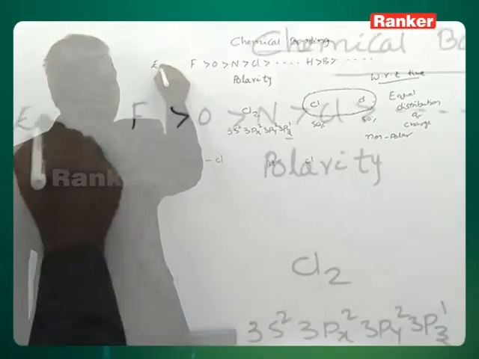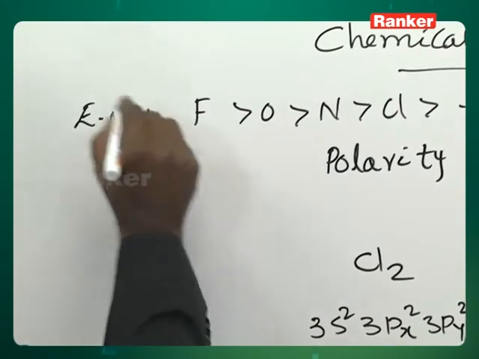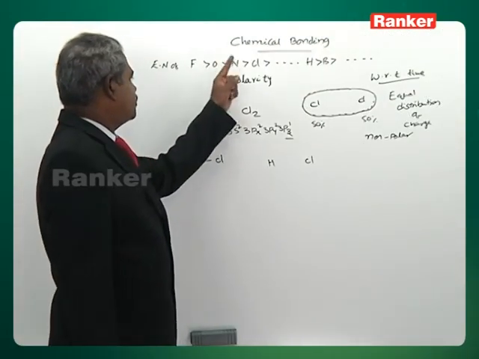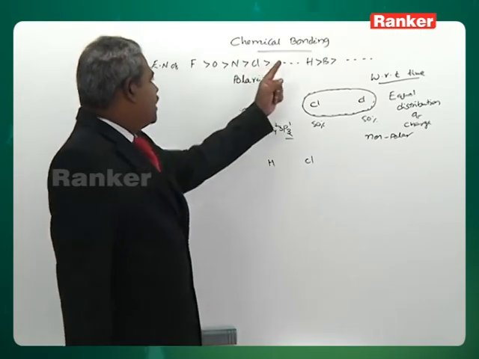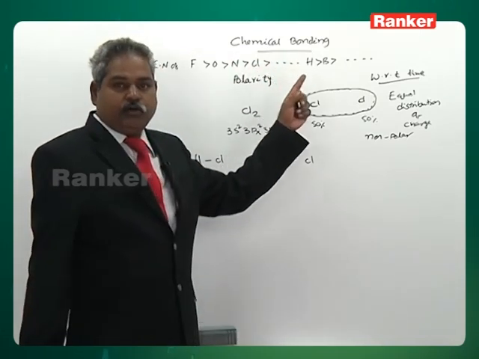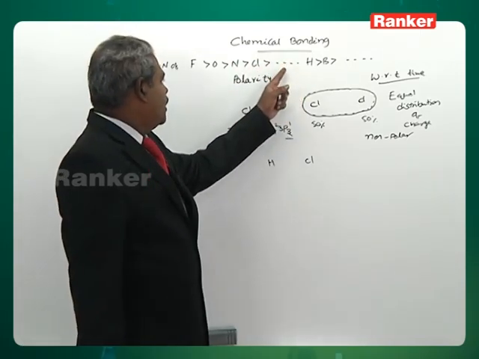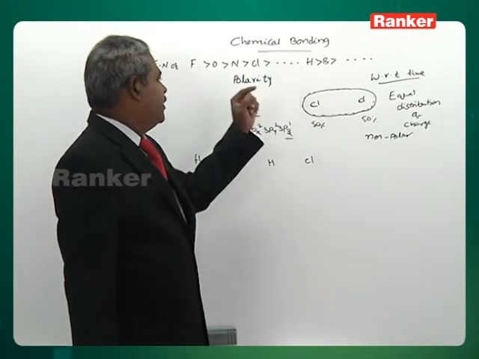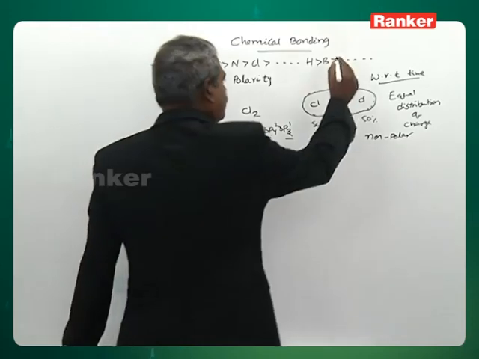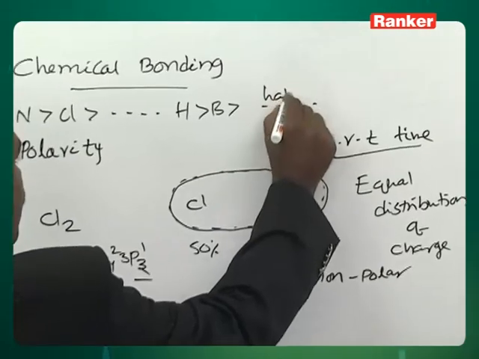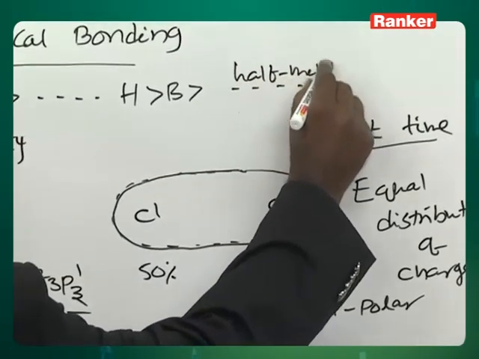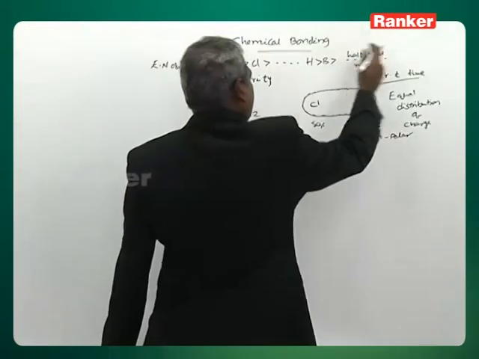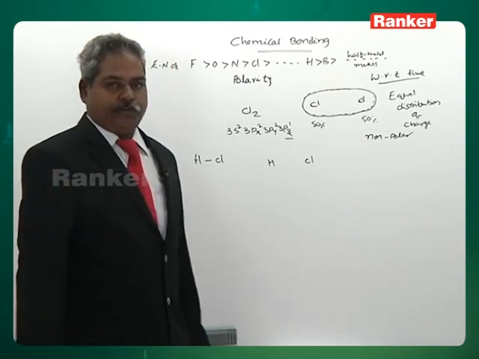So, this is the electronegativity of fluorine greater than oxygen greater than nitrogen greater than chlorine. And you will get the other non-metals here. You know which are non-metals: bromine, iodine, sulfur, phosphorus, carbon, silicon. All others will be here. And after this boron, you will encounter half metals and metals. Half metals and metals are not electronegative, they are electropositive.